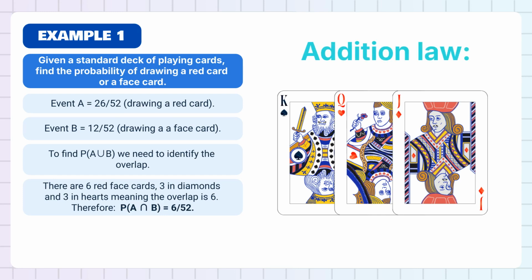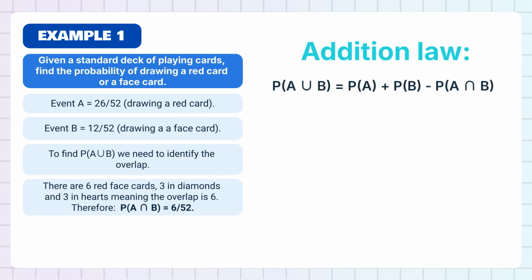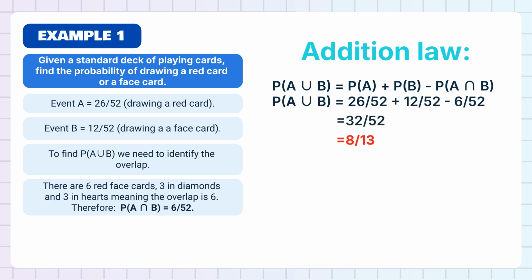We can now apply the addition law. The probability of event A or B is equal to 26 over 52 plus 12 over 52, minus 6 over 52, which equals 32 over 52. This can be simplified to 8 over 13. Thus, the probability of drawing a red card or a face card is 8 out of 13.